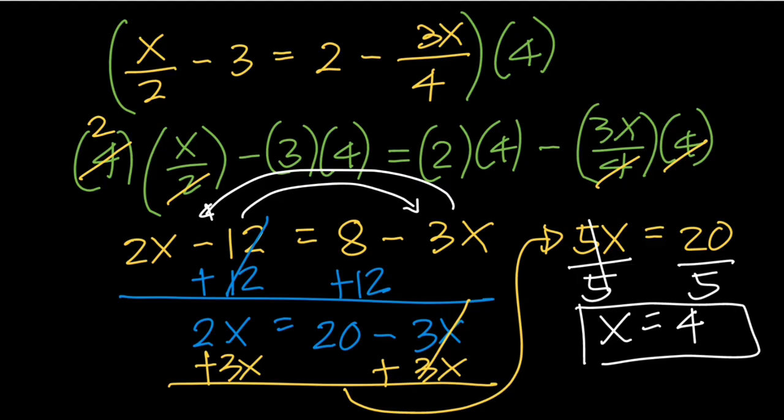Okay. Now let me just check. I'm checking it. What if my answer is wrong? 2x minus 12 equals 8 minus 3x. Then 8 plus 12, 20. Okay, yeah, it should be equal to 4. Okay. Oh, I see. Okay. We're on number 6.